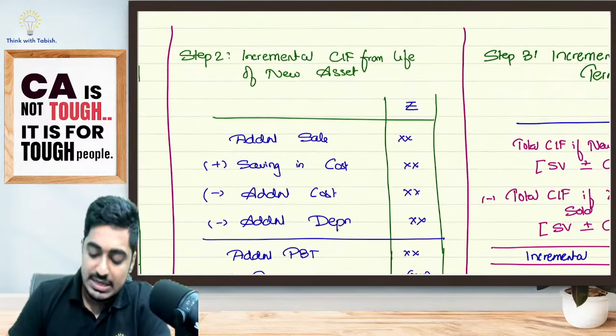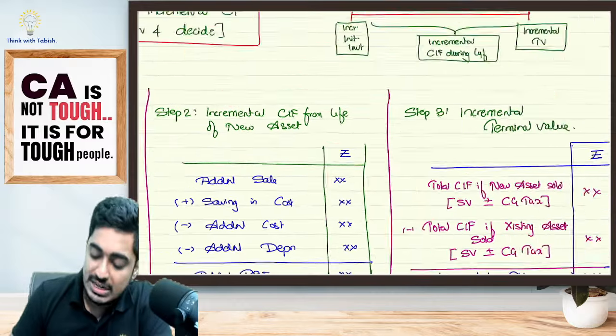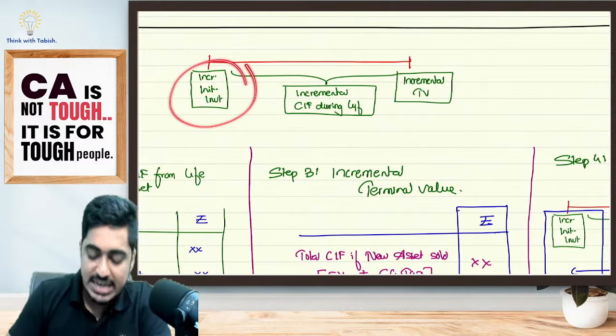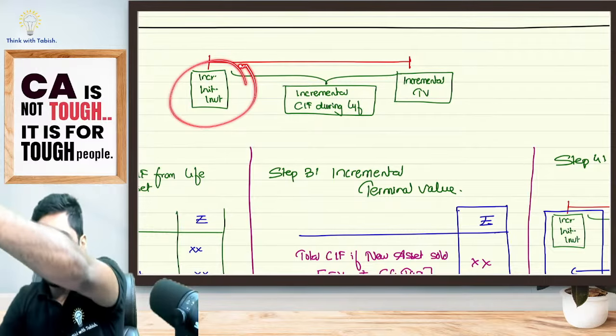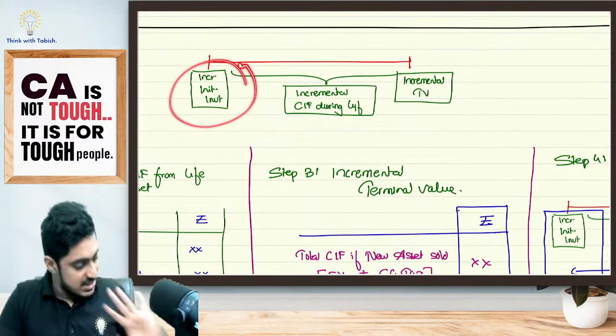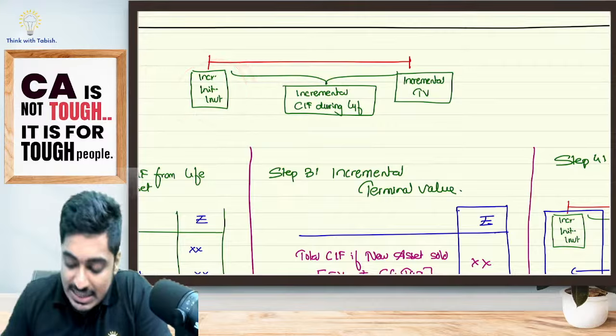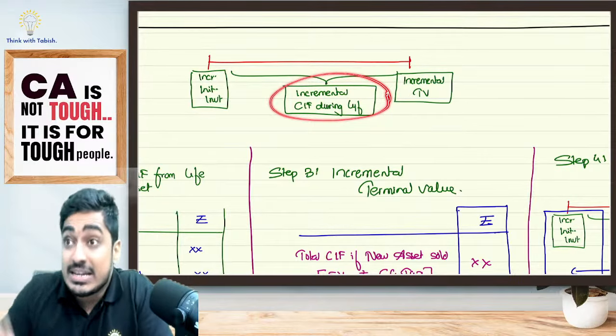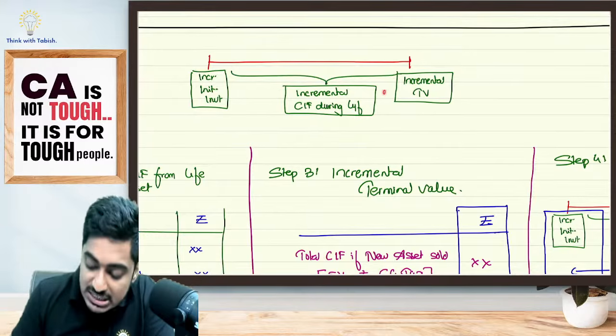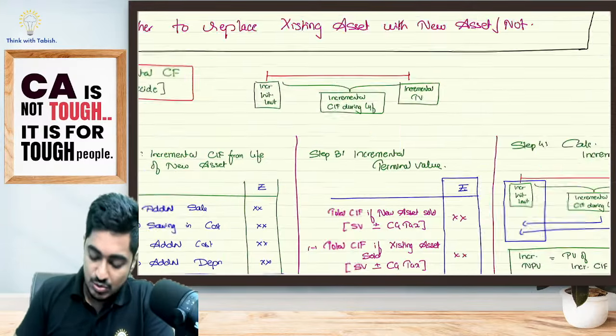Step number 2. Incremental cash inflow during the life of the new asset. How much extra investment do I have to make for the new asset? I calculated: how much I pay to purchase the new asset minus how much I get from the existing asset. Now, during the life, why did I purchase the new asset? The existing asset was there. Because from that I get some more benefit. How much extra benefit am I getting? So how do I calculate that?